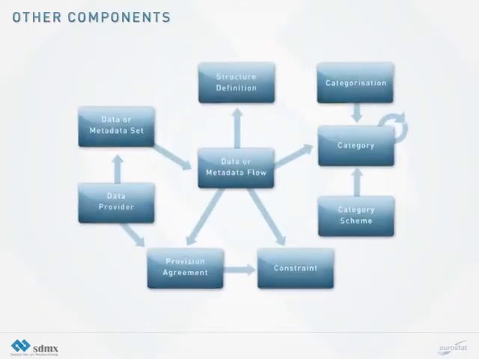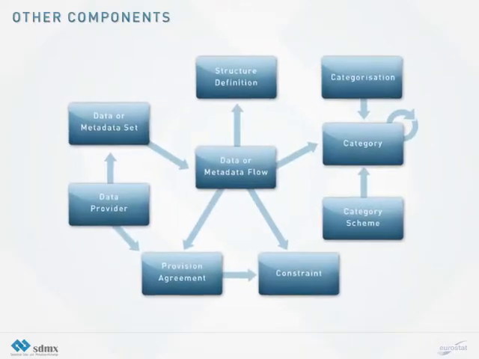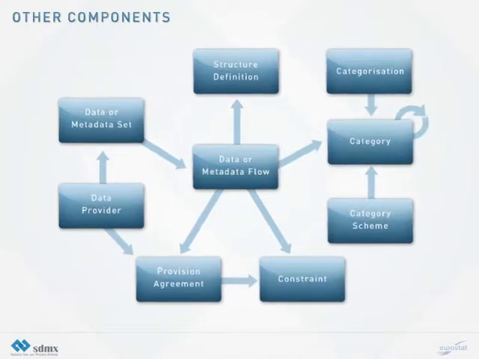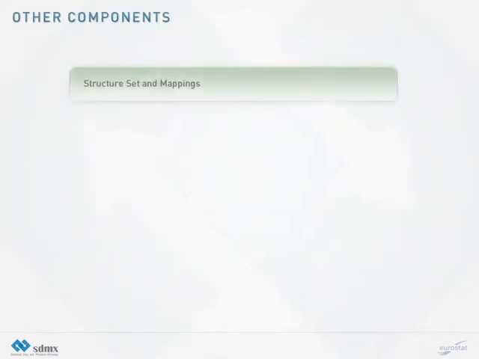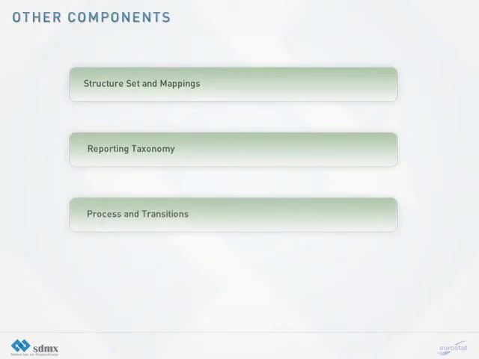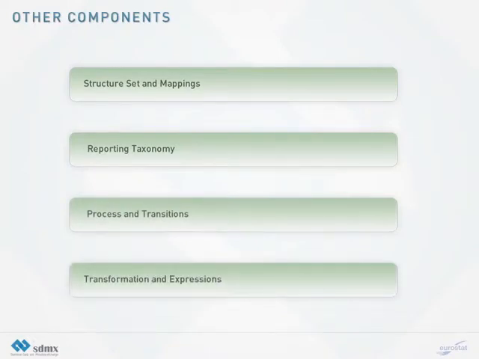Besides the objects described before, the SDMX information model includes detailed technical model definitions and further components, such as structure sets, reporting taxonomy, process and transitions, transformation and expressions. They are all detailed in the SDMX documentation.